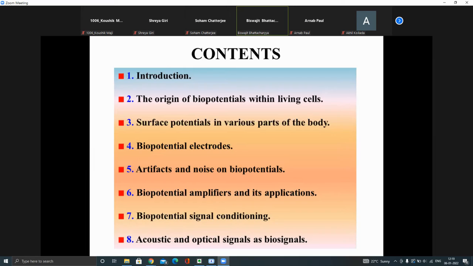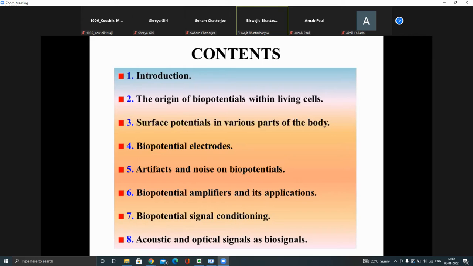Then we'll see how to collect these voltages. These voltages from various surfaces of our organs will be collected by a special type of electrodes, not a normal electrode. These are called biopotential electrodes. We'll study this thing here in this class.